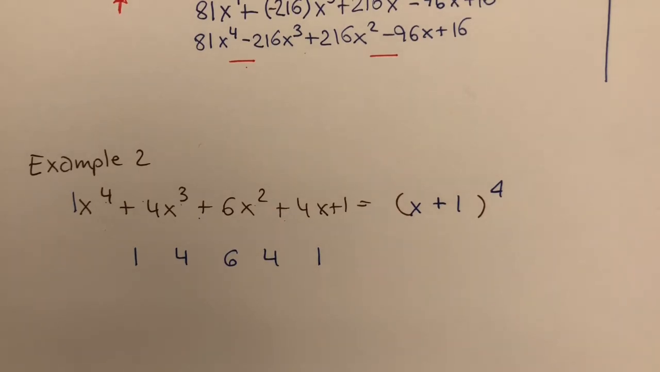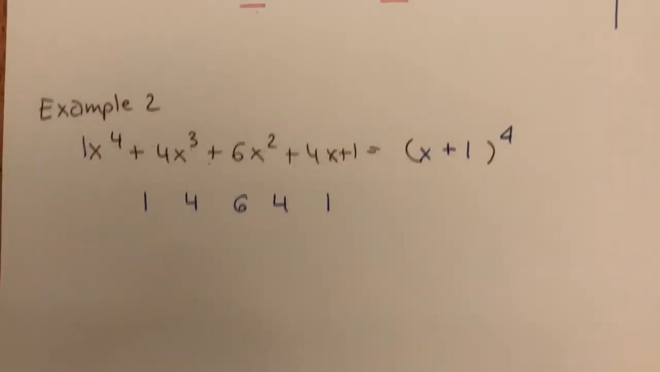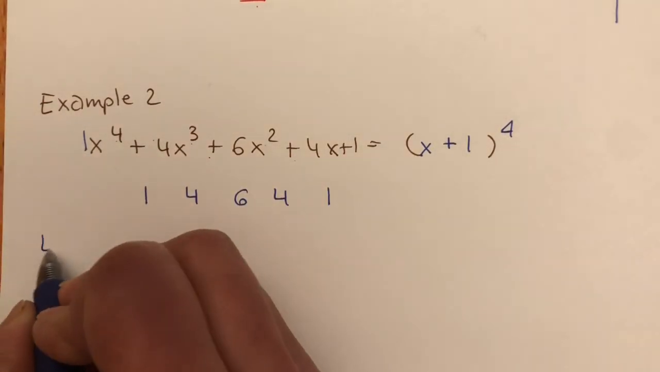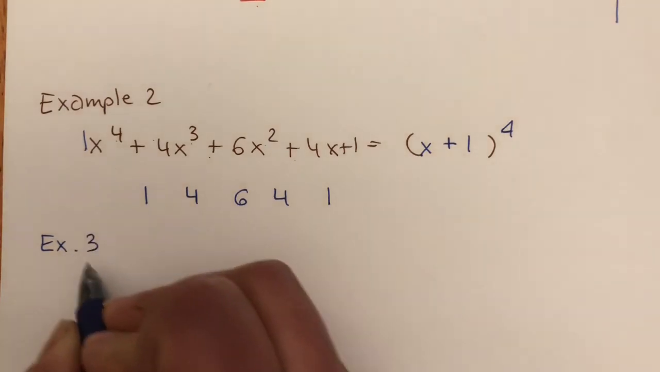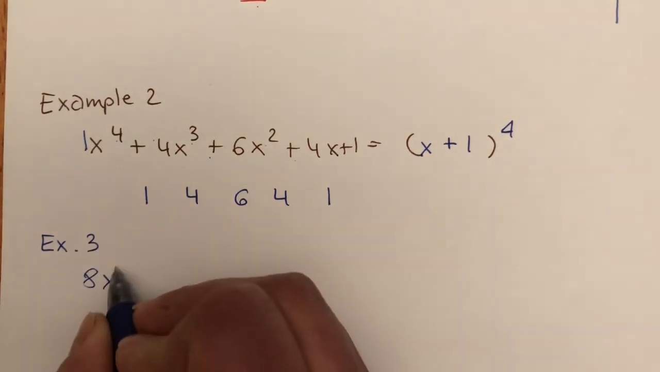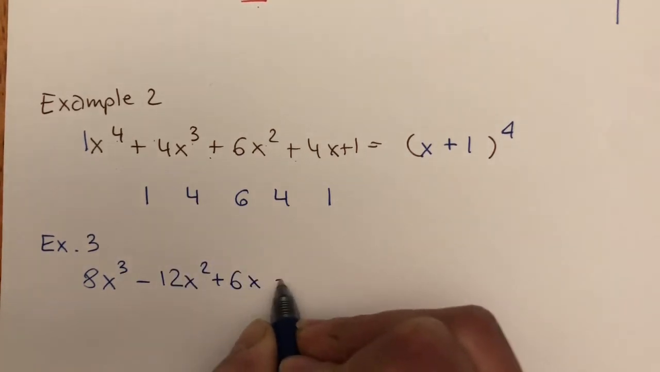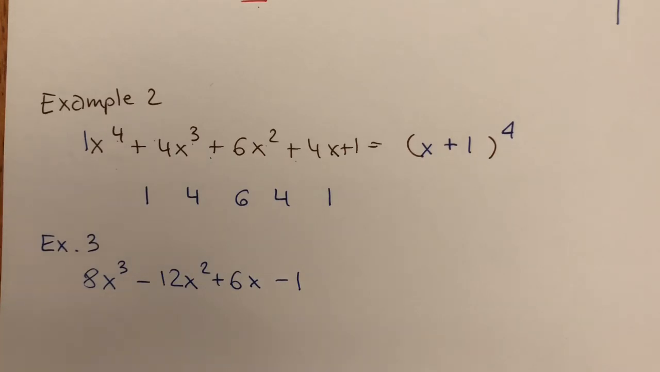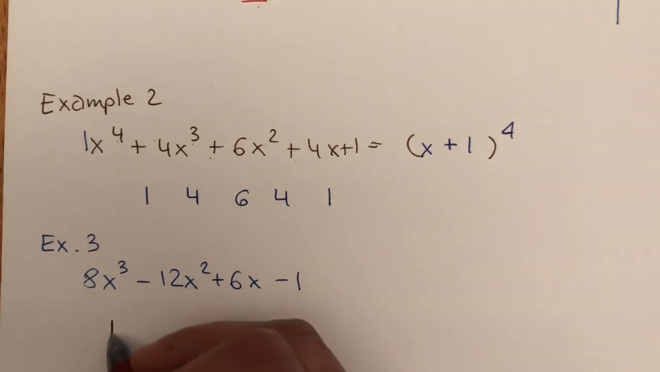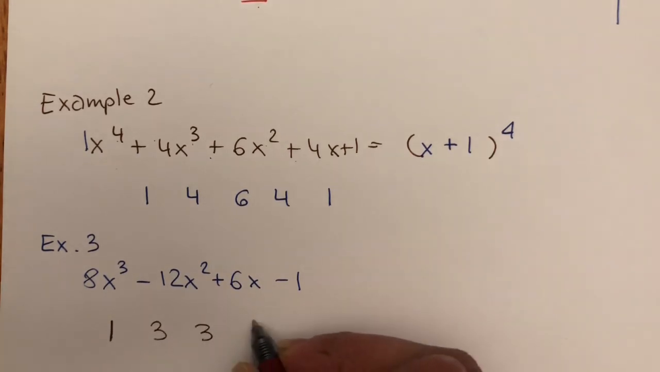All right, one more example, and that example is going to be a little bit more difficult, but not much more difficult. And I will do the same thing if I want to factor. So example 3 is going to be 8x to the power of 3 minus 12x squared plus 6x minus 1. So the first thing you should think of is this is to the power of 3. So which row from the Pascal's triangle are you going to use? Well, because it's the power of 3, I am going to use the row that has the following numbers.